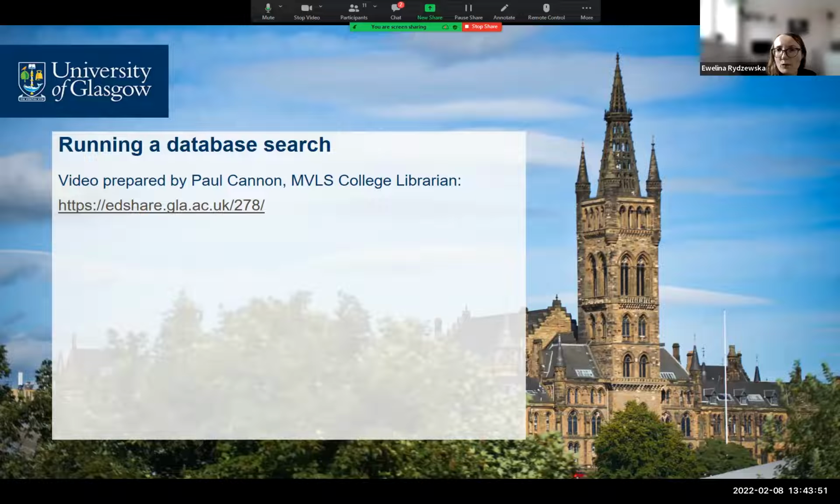EBSCOhost, which has CINAHL and PsycInfo. There's one for Ovid, which has Medline and Embase. There's maybe one for Cochrane database as well. I can't remember, but in any case, have a look at these. They just show you basically how the search works in practice, how to run it, how to input your search lines, your different search terms, and how to run the search as a whole.